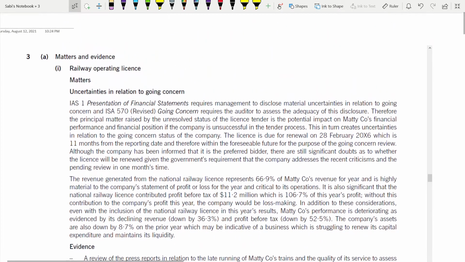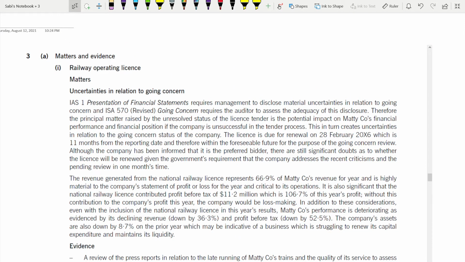So when you're writing it, how are you going to write it? First of all, matters and evidence, two things. It is relating to this railway operating license. You need to write this, and then you need to write matters. So, uncertainties in relation to going concern. This is a very significant matter.